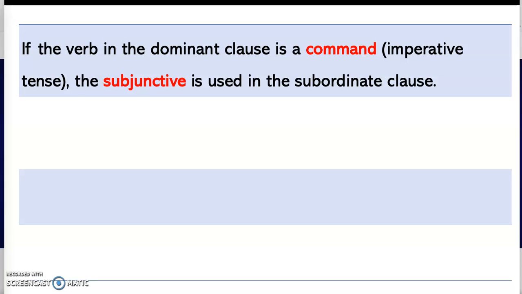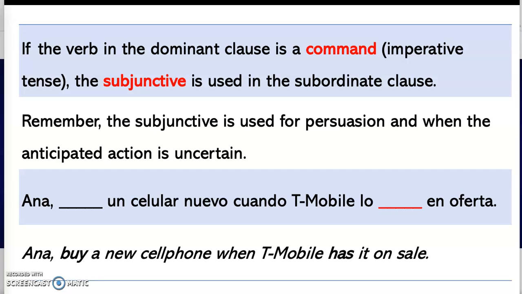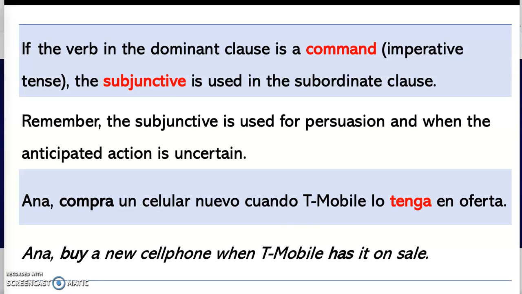Our last example is if the verb in the dominant clause is a command or the imperative tense, we're going to use the subjunctive in the subordinate clause. Remember, we use the subjunctive for persuasion and when the anticipated action is uncertain. Anna, buy a new cell phone when T-Mobile has it on sale. I'm making my command, but the future event still is uncertain. Ana, compra un celular nuevo cuando T-Mobile lo tenga en oferta.